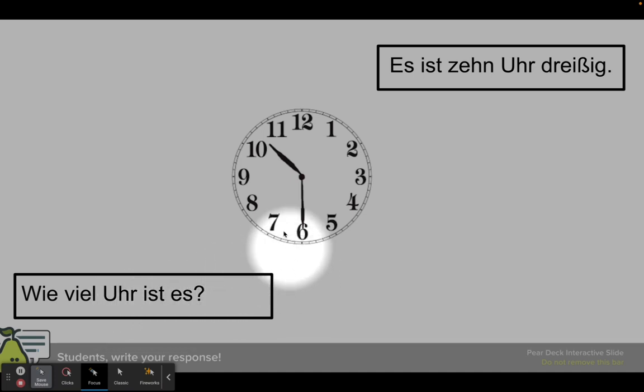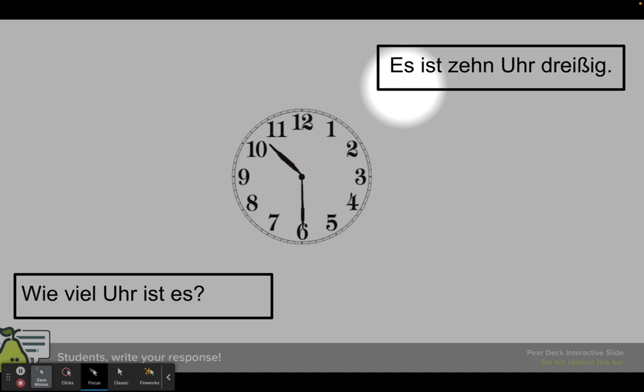What time is it? Well, the hour is at 10, but the shorthand's after the 10 because our minutes have elapsed 30 minutes. So what happens is the shorthand moves toward the next hour, but we're still at 10 o'clock because we are between the 10 and 11. So we have 10:30. So wie viel Uhr ist es? What time is it? And then here we have how to say it's 10:30.